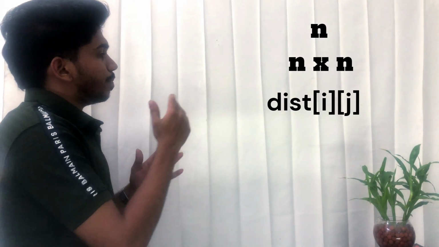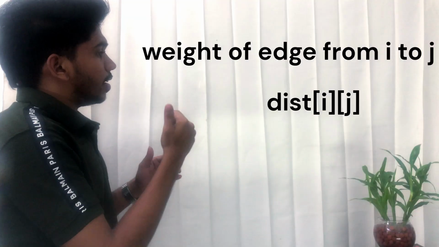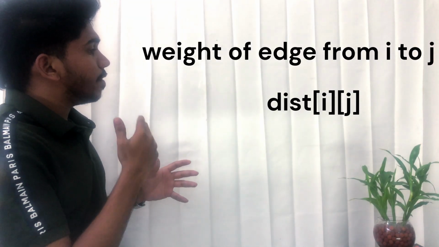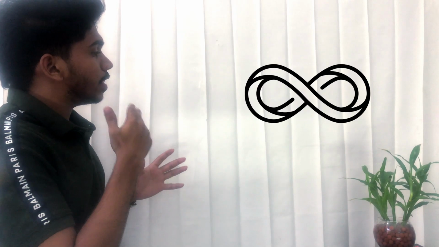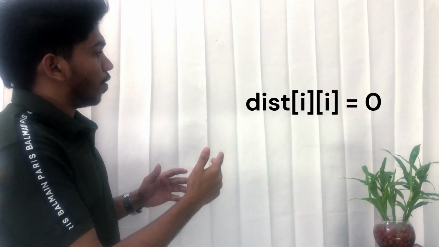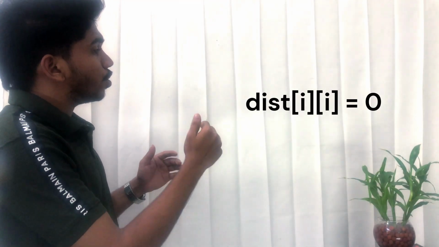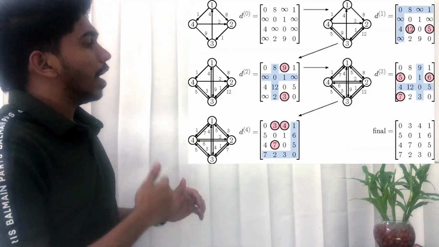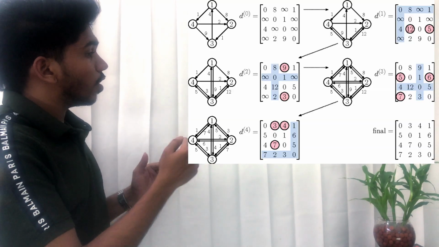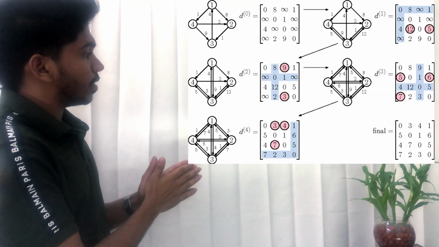Floyd-Warshall uses an adjacency matrix, not an adjacency list, because we need direct access to the distance between every pair of nodes. Let's say we have a graph with n nodes. We create an n by n matrix called the distance matrix. dist[i][j] equals the weight of the edge from i to j. If there is no direct edge, we use infinity. dist[i][i] is equal to 0 because the distance from a node to itself is 0. This matrix will be updated step by step until it contains the shortest distance between all node pairs.